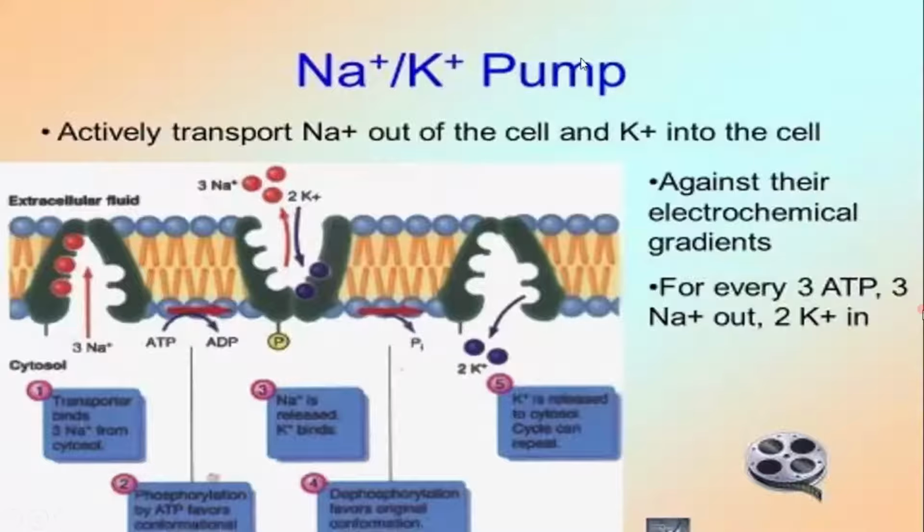It only contributes -4 millivolt to the resting membrane potential. It pumps 3 sodium out of the cell and 2 potassium into the cell, and there is breaking down of ATP, and this provides the energy. And as there is direct breakdown of ATP here, this is a form of primary active transport.